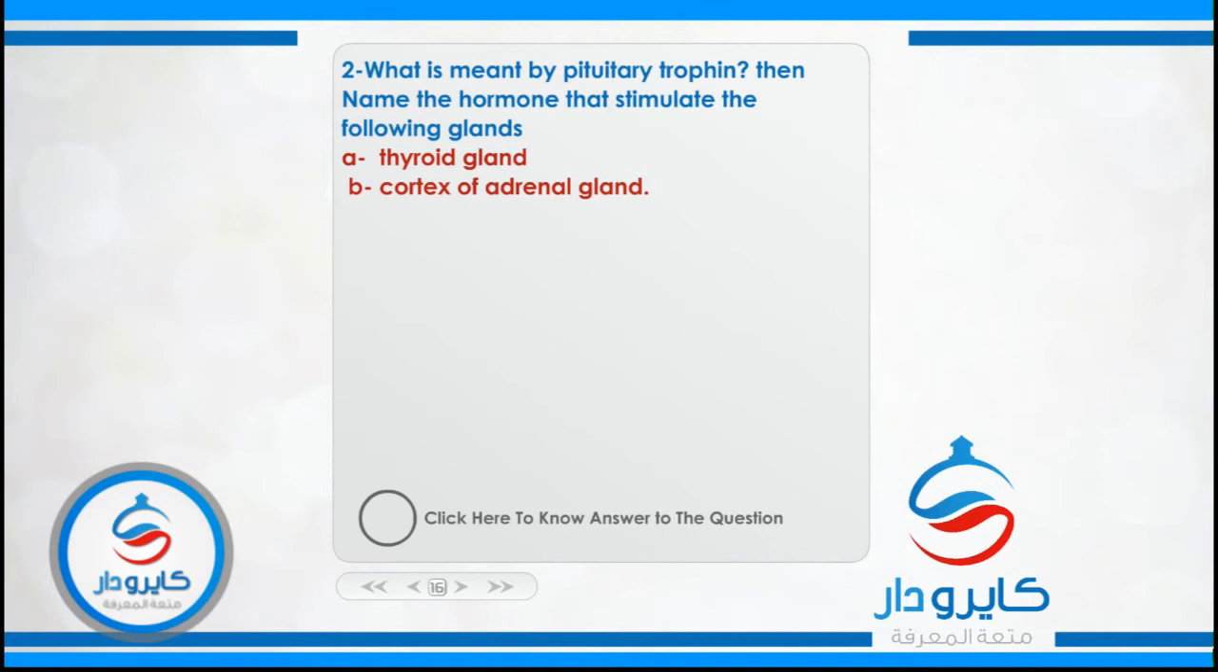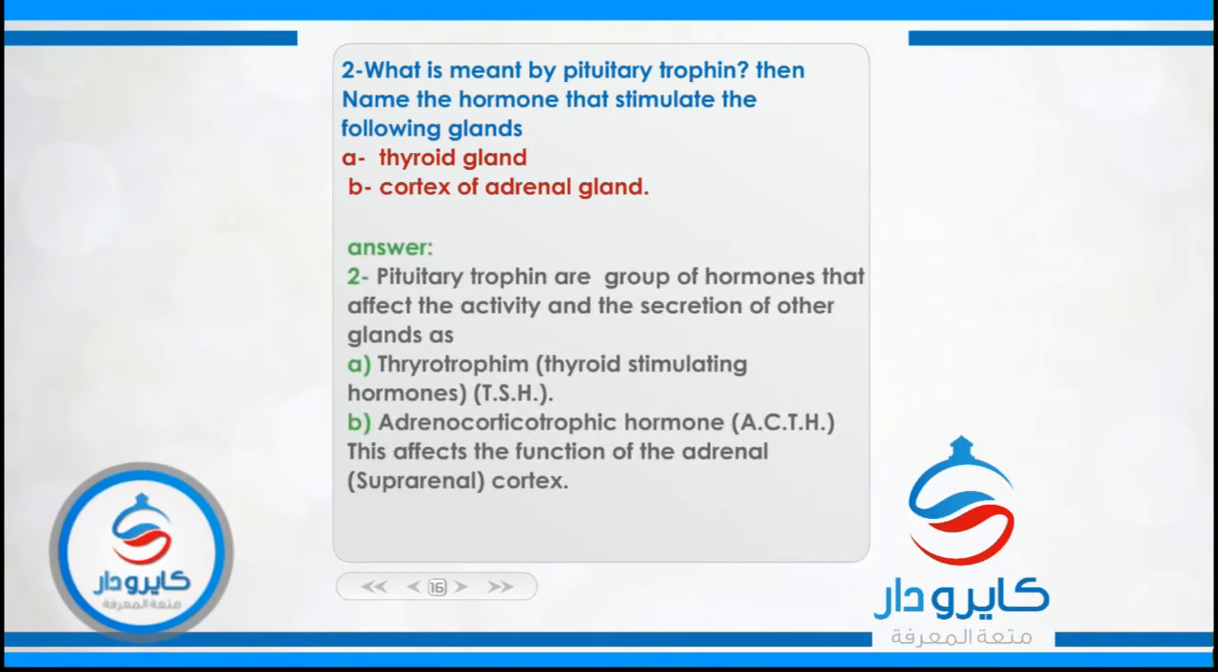But the question asks about the hormone which is secreted from the pituitary gland to stimulate the thyroid gland. Of course, this hormone is called the thyrotrophin or thyroid stimulating hormone. But the hormone that's responsible for the activation of the cortex of adrenal gland is called the ACTH hormone or adrenocorticotropic hormone. So the first hormone which stimulates the thyroid gland is the thyrotrophin hormone, but the hormone responsible for the stimulation of the cortex of adrenal gland is the ACTH hormone or adrenocorticotropic hormone.